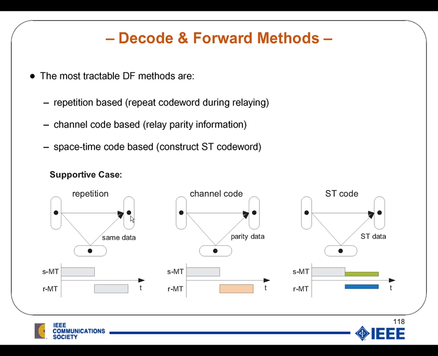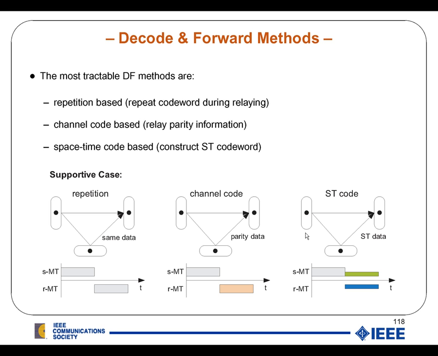Now we know that repetition codes are not optimum codes, and therefore using channel code based relaying, where you relay parity data, performs better than the repetition based. What happens here is the transmitter transmits a certain code word that is picked up by the relay, it decodes, generates the parity data and transmits it to the target terminal.